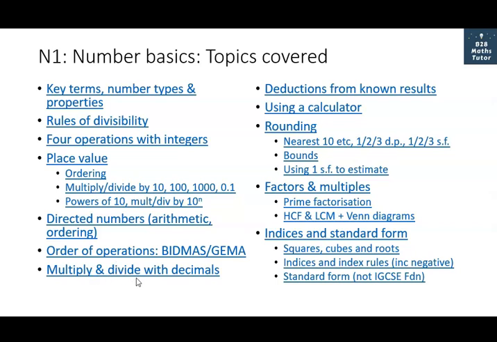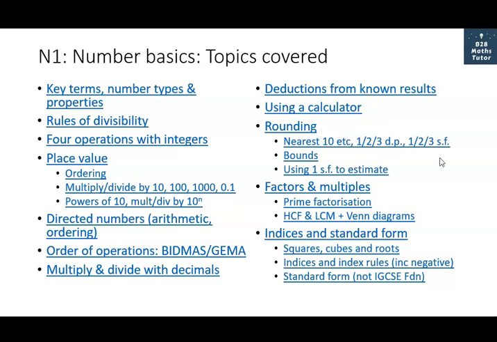Then we look at multiplying and dividing with decimals and using these kind of approaches to make deductions from known results. So if you are given the answer to a calculation, say 218 times 37, you can work out what that answer is divided by 3.7 and so on. A bit on using a calculator.